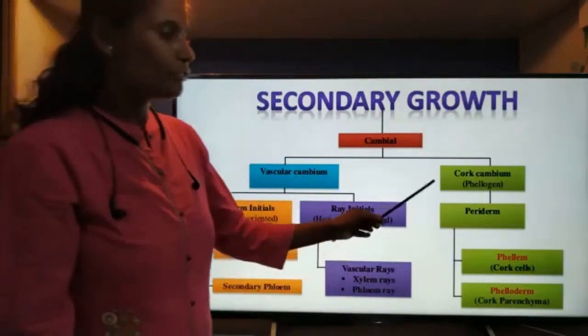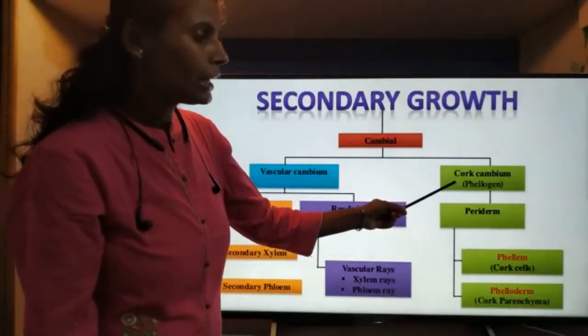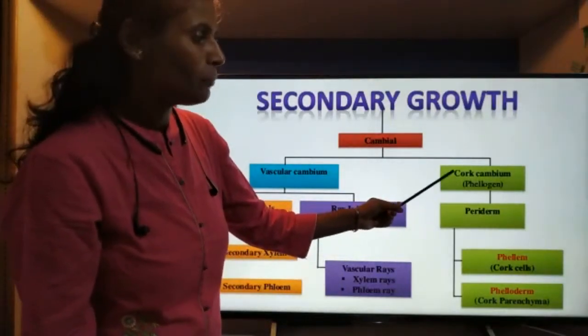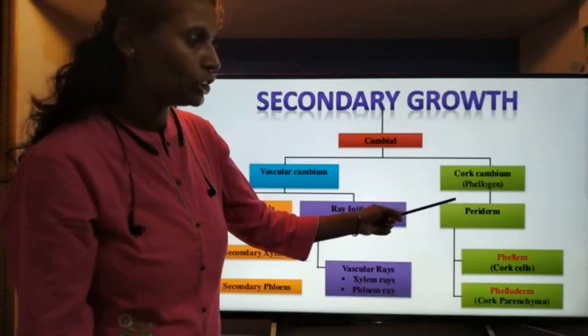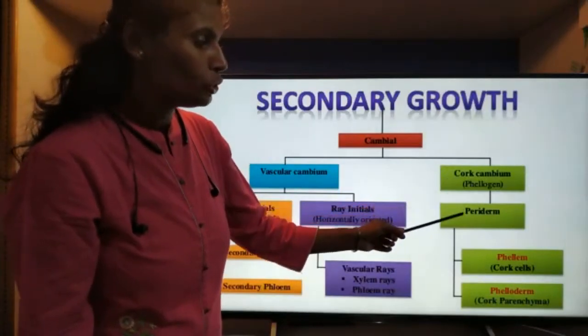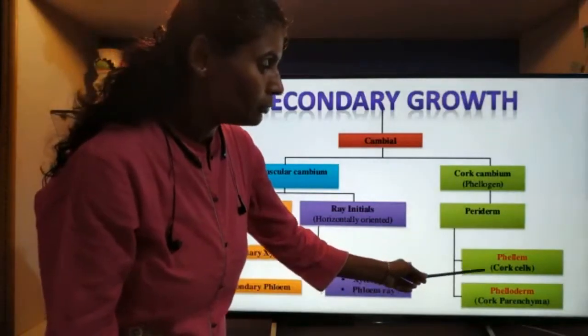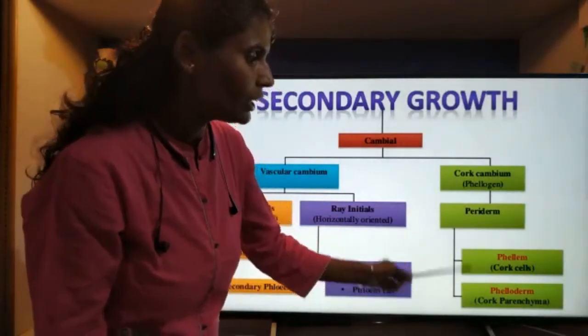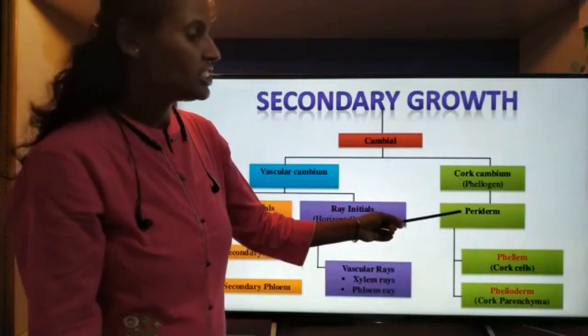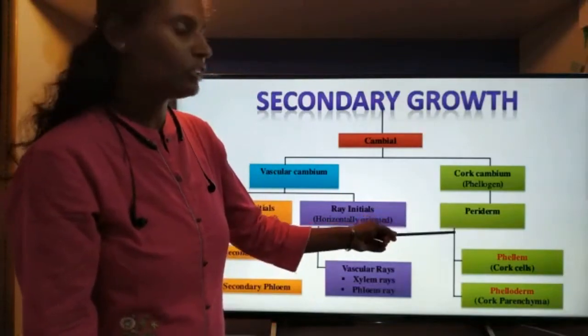Whereas in the case of cortical region, the cork cambium is going to be developed. This is otherwise known as the phellogen. This cork cambium is going to form two important tissues like phellem or phelloderm, which are together known as the periderm, which replaces the epidermis after secondary growth.